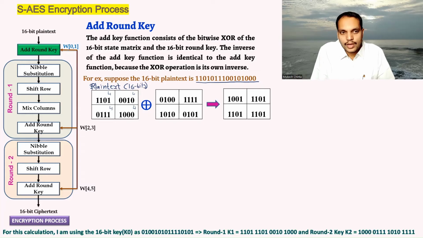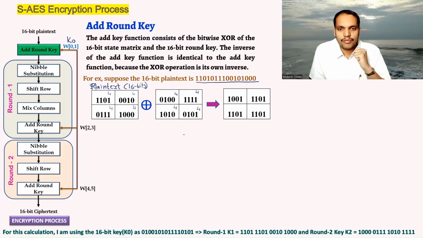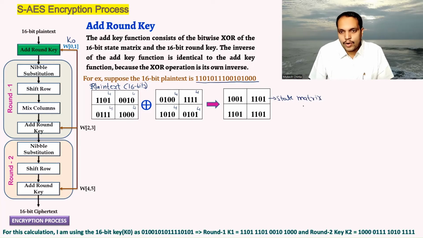Now here I am getting W0, 1, which is my K0. My K0 I am already having here, so I just wrote it down in the same value. The first 4 bits of the key here, the second 4 bits here, the third 4 bits here, and the fourth 4 bits here. Just perform a simple exclusive OR operation on this. It's straightforward. So this is my new state matrix after the first operation is completed.